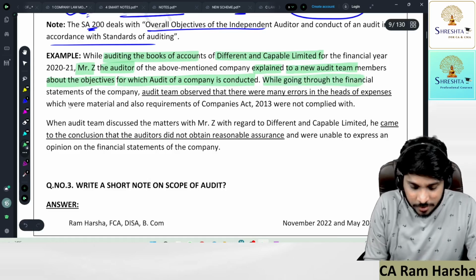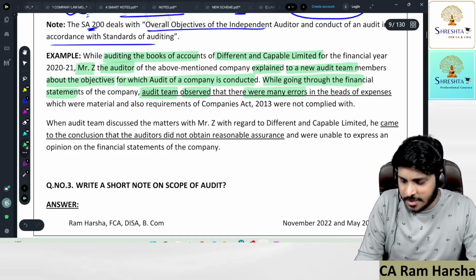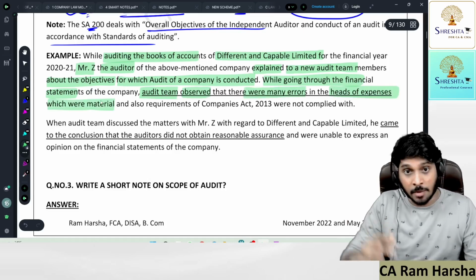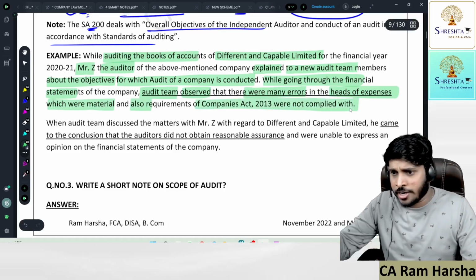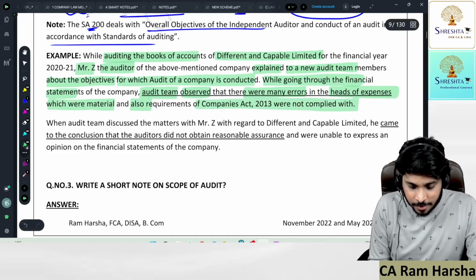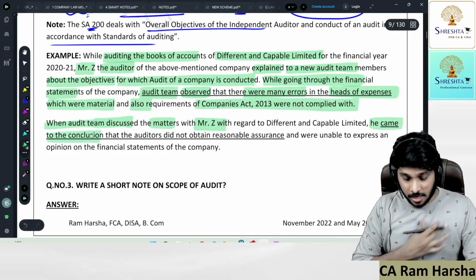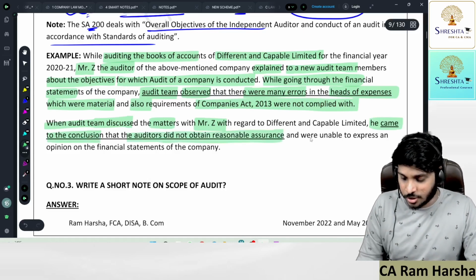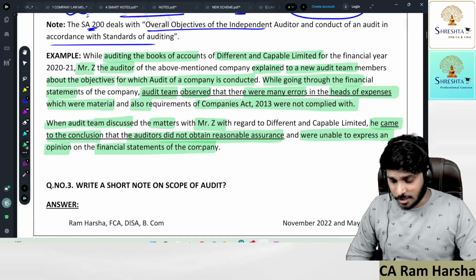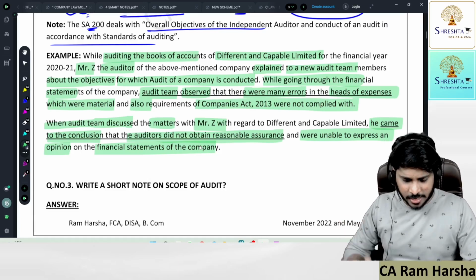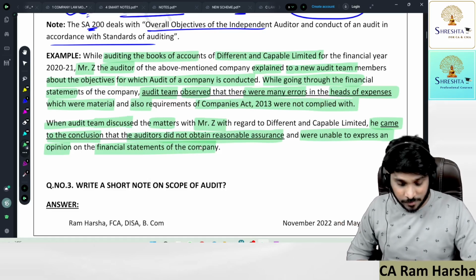While going through the financial statements, the audit team, meaning the articles, observed there were many errors in the expenses account which were material. There are big errors. Also, the Companies Act was not complied with. Some laws and regulations were also not complied with. When the audit team discussed the matters with the auditor, he came to the conclusion that the auditors did not obtain reasonable assurance and were unable to express an opinion on the financial statements of the company.